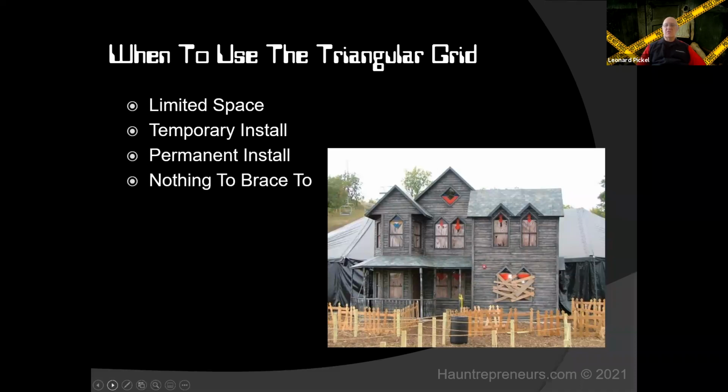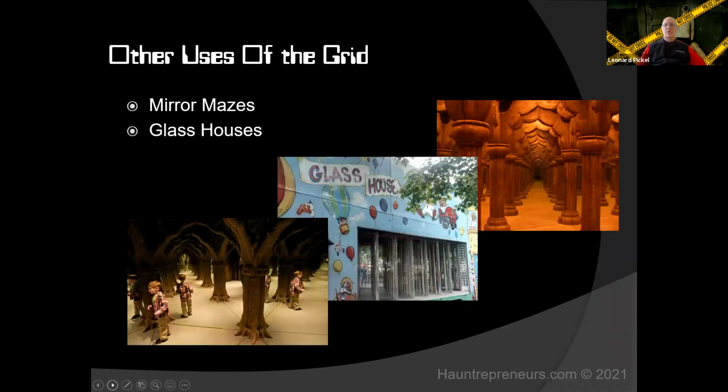If you don't have anything to brace to and it's got to be freestanding, or you're putting it in a bumper car building. We've done these attractions on marble floors that you couldn't do anything to. Some of the other methods you would not be able to do because they wouldn't stand up. But triangular grid system is great for that. If you need to do quick changes, definitely triangular grid system is the way to go.